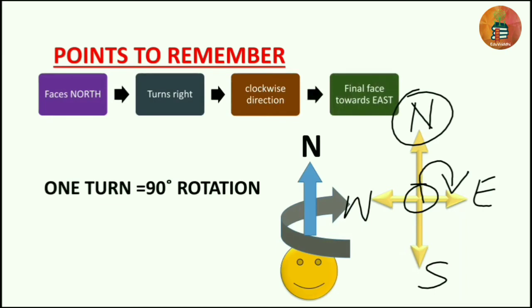If he turns right and rotates in the clockwise direction, finally his face will be towards east. This is the point to be remembered. Whenever a person or any object faces a particular direction, and if it is told to turn right, it will turn through 90 degrees in the clockwise direction, so that finally the face will be towards some other direction.